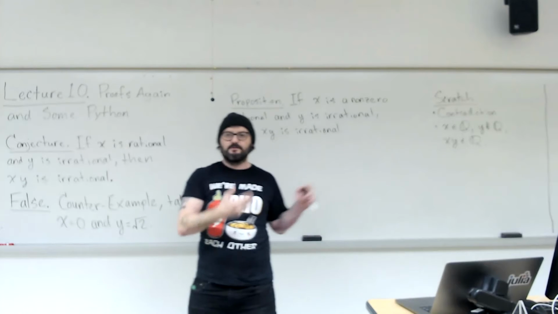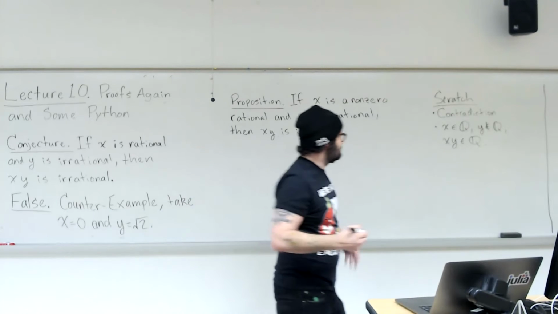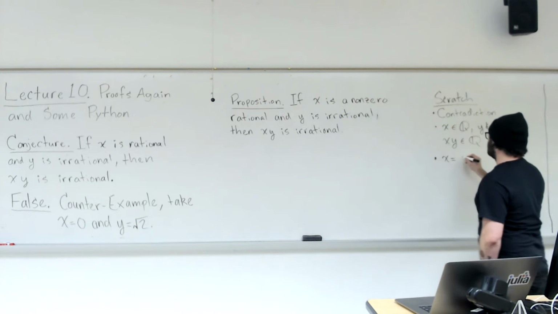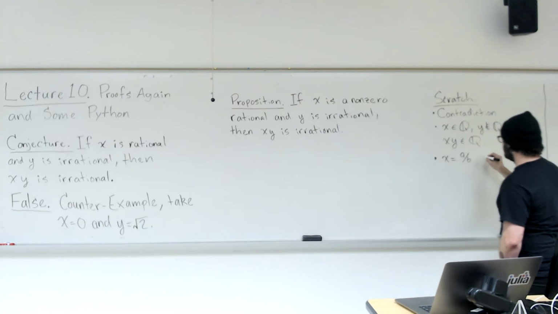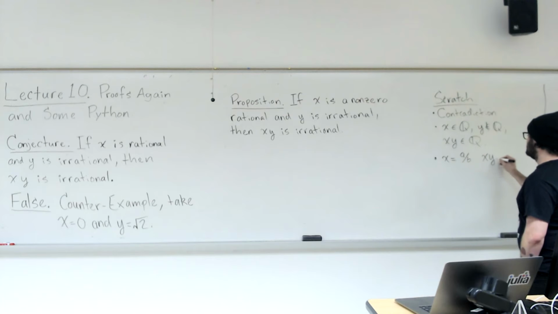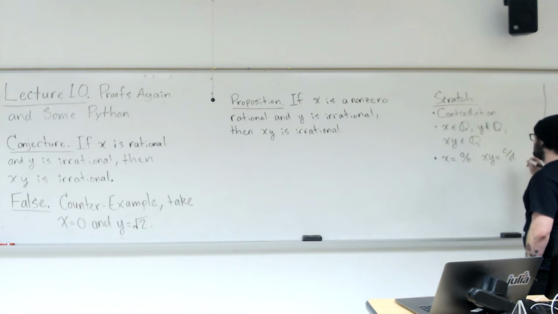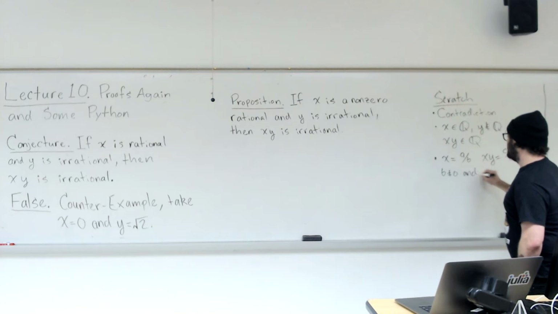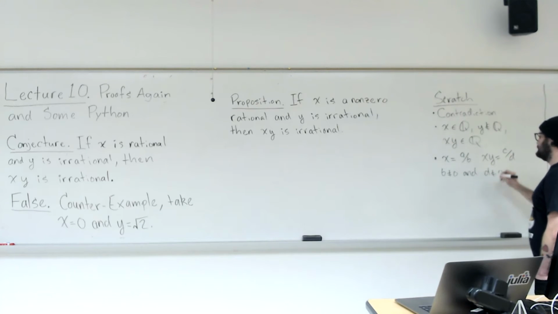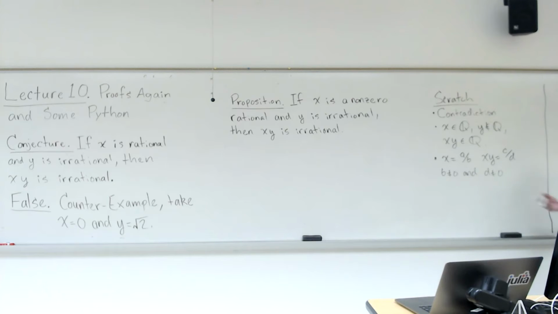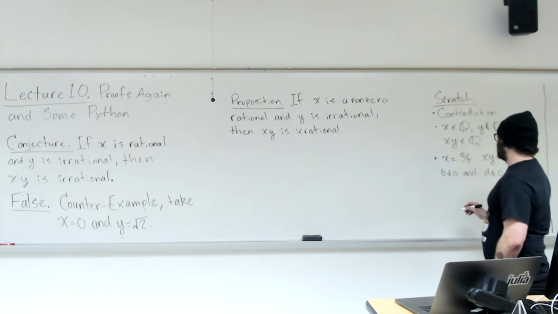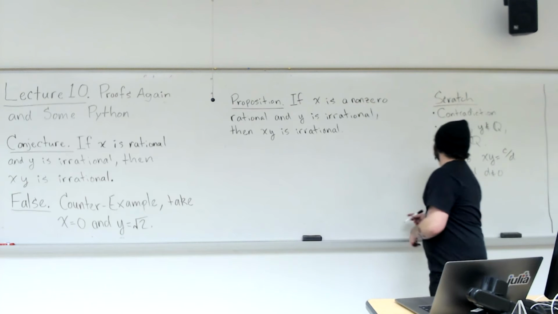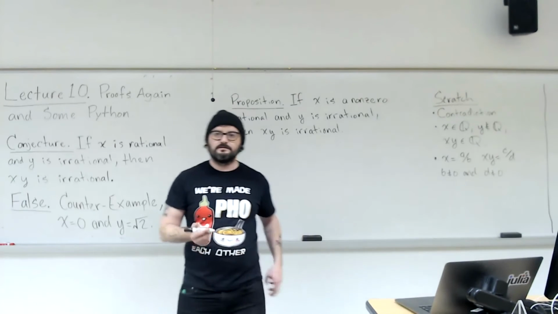Where did you guys mess up in the argumentation? So then, with that information, we can say x is equal to a over b, and x times y is equal to c over d, where b is not equal to 0, and d is not equal to 0. And they're integers, right? So I'm assuming y'all said something like that. So then the contradiction that you'd like to arrive at is that y is both rational and irrational.